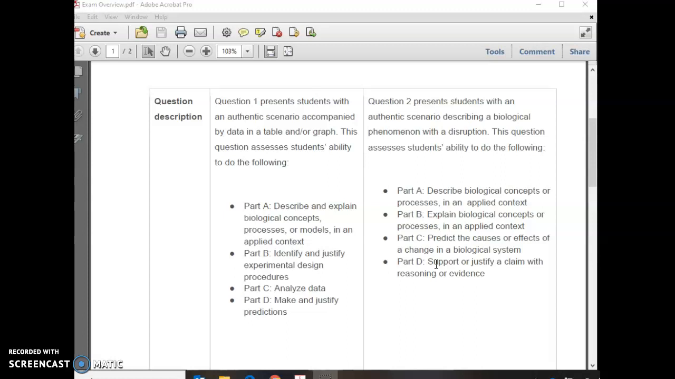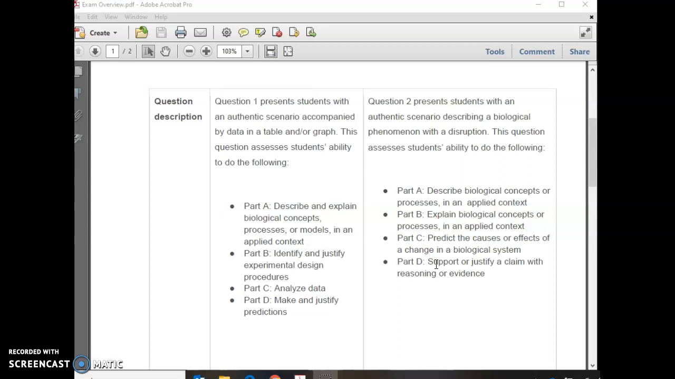You will not need to graph anything. Because again, you're going to be answering these questions either in a typed document, or you're going to be handwriting these and then taking pictures of them. They will not ask you to graph anything on this exam.